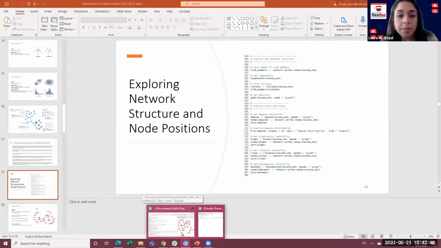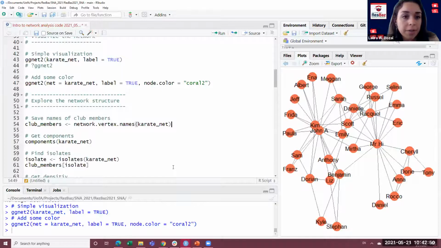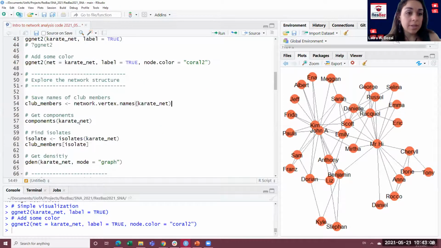Also, please let me know if I'm going too fast or too slow, or if you need me to change anything. But okay, now we're at about line 54. We're going to set up the network to look at its components, its isolates, and its members, and its density. And then we'll go into centrality measures.